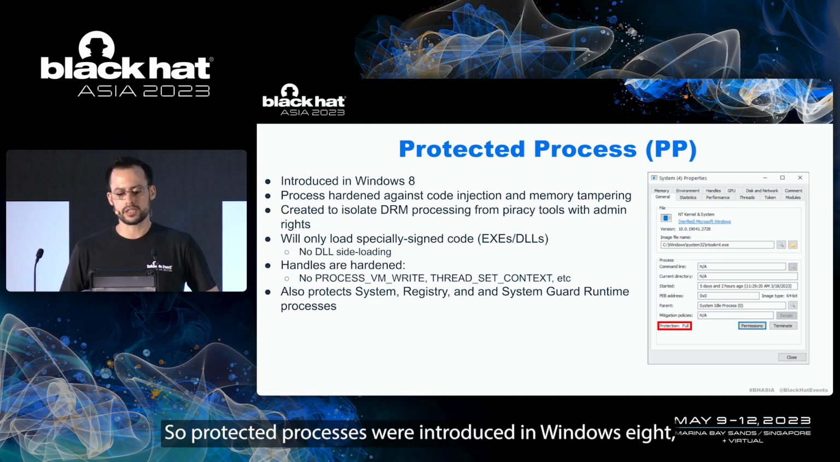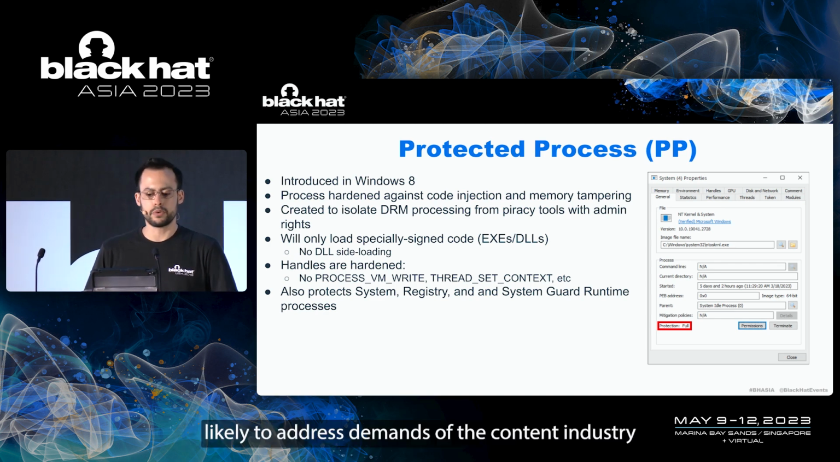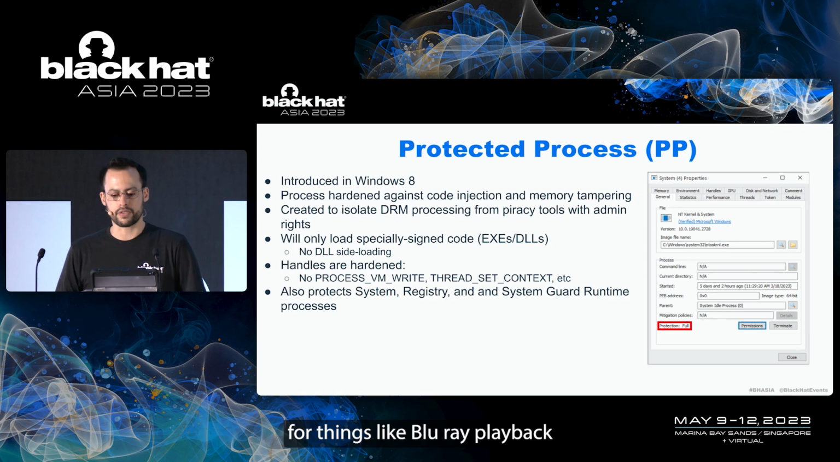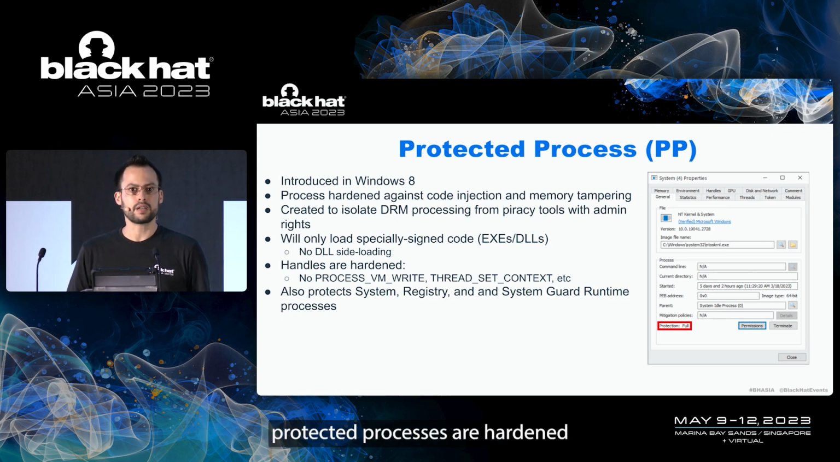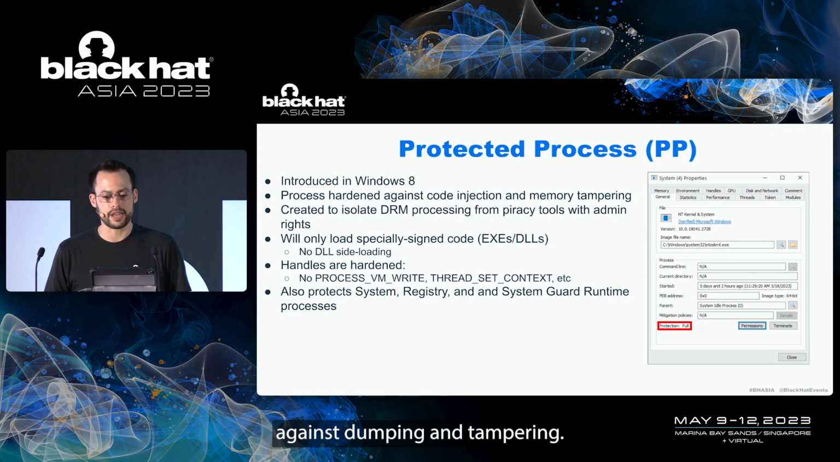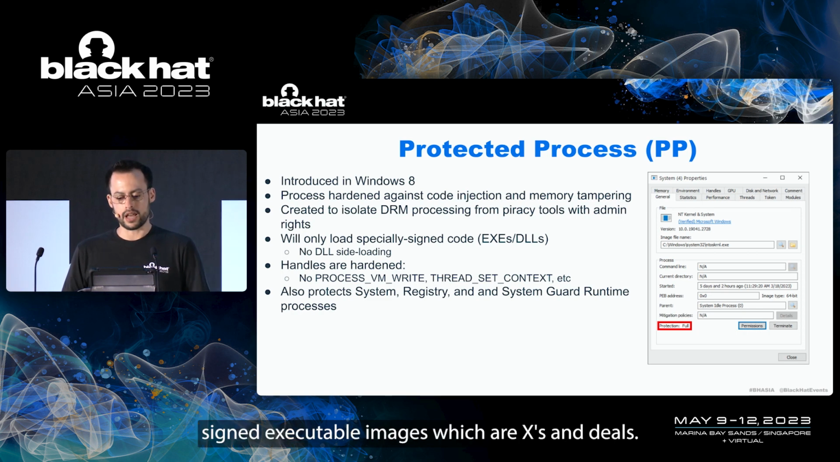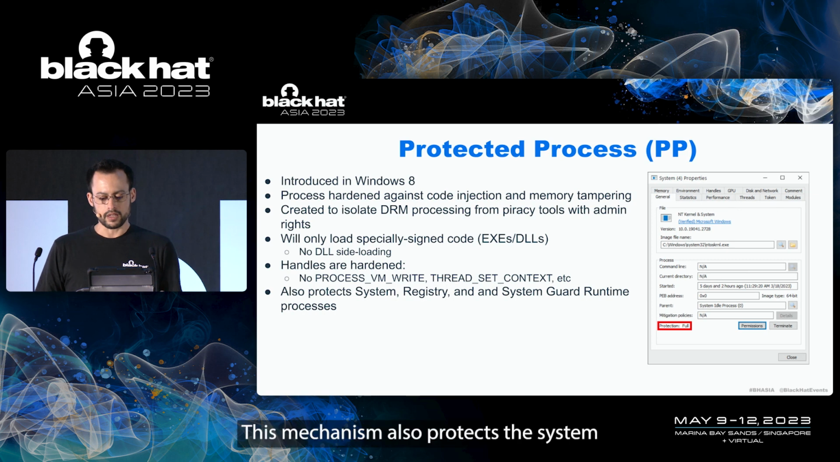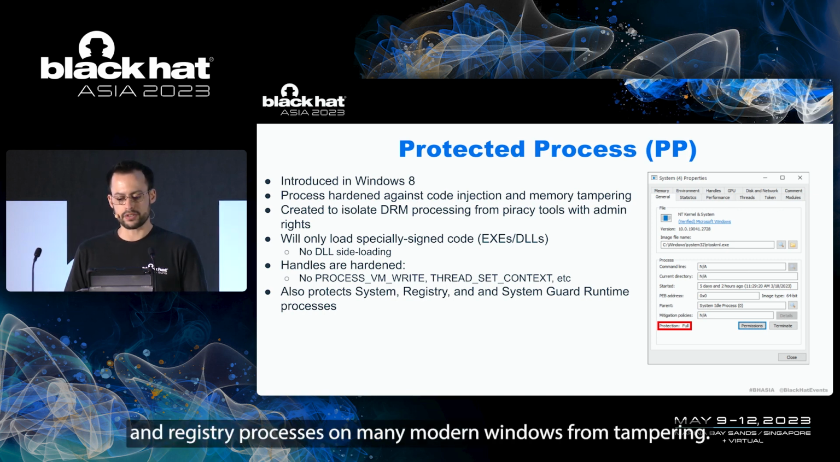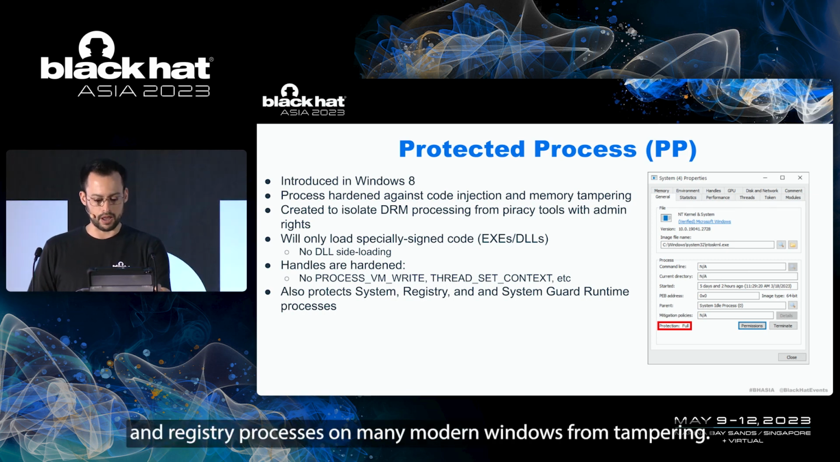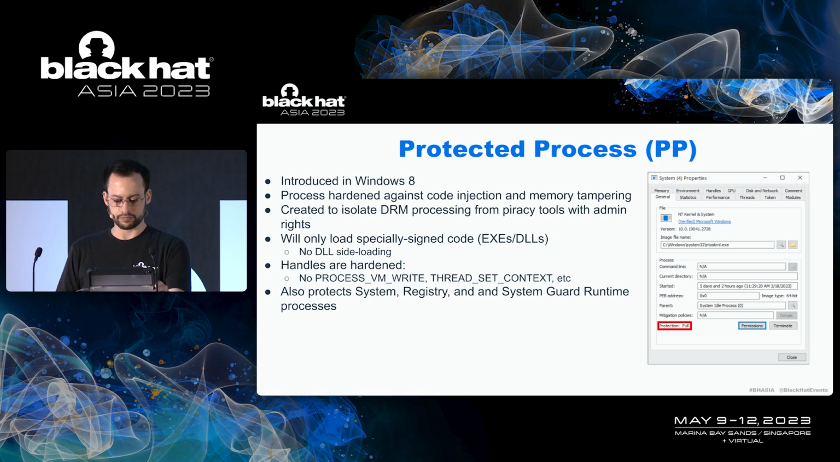So protected processes were introduced in Windows 8, likely to address demands of the content industry for things like Blu-ray playback. Protected processes are hardened against dumping and tampering. They'll only load specifically signed executable images, which are EXEs and DLLs. This mechanism also protects the system and registry processes on many modern Windows from tampering.